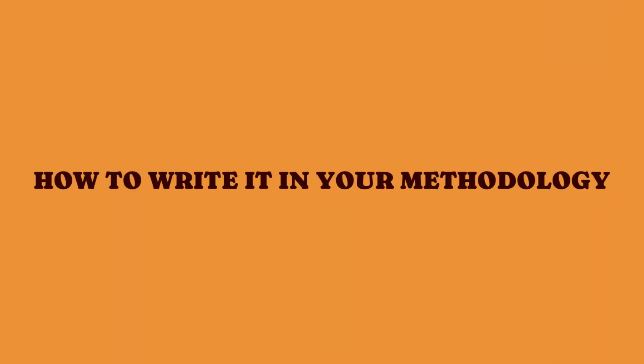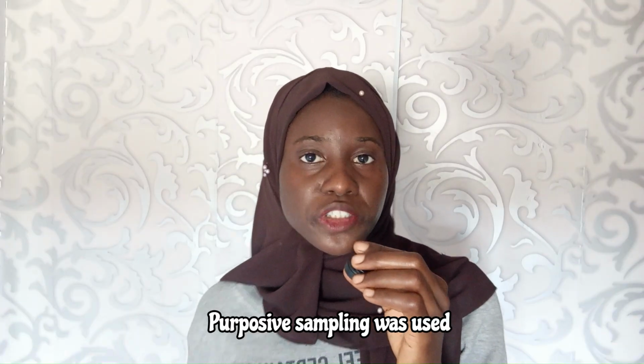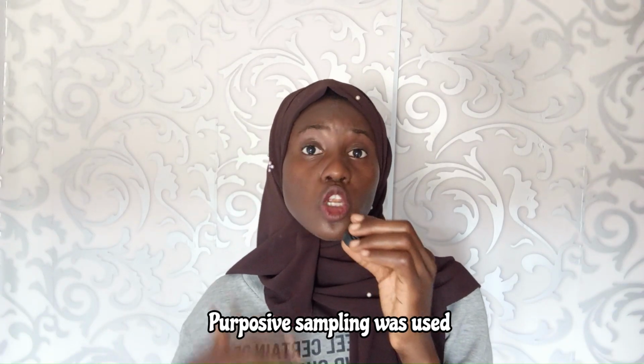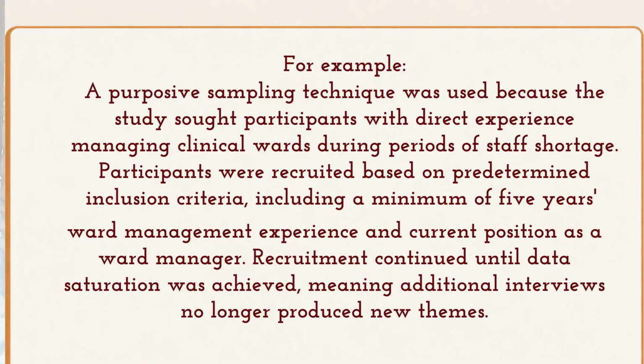Now, let's talk about how you can actually write this kind of sampling in your methodology, because you don't just want to be writing that purposive sampling was used. If you stop there, you are going to receive a lot of questions from a reviewer. You want to say why you used that kind of sampling technique. On your screen, you can see a paragraph that you can modify and use. And I want you to notice something. The paragraph tells the reader exactly who, why, and when you stopped recruiting participants.